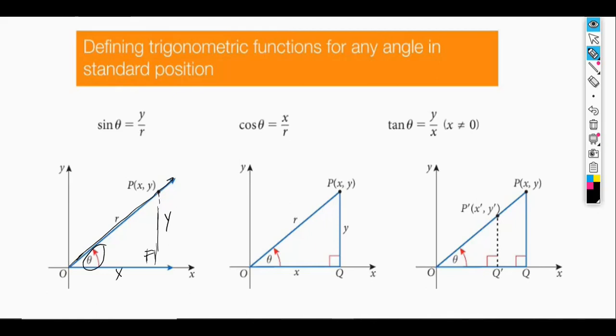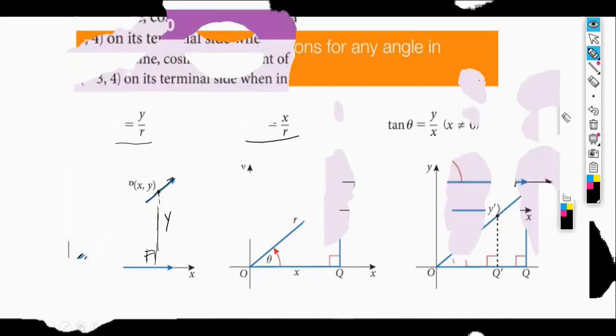So sine should be y over r, cosine should be x over r because x is the adjacent, and tangent would be y over x. One thing that they're not mentioning here is that r, because it's a hypotenuse, r would equal the square root of x squared plus y squared.